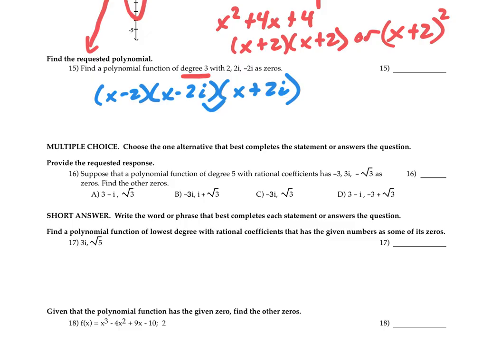When you do all your FOILing, when you do all your multiplying, you'll end up with a polynomial that's cubic. It'll be x cubed. It'll be a cubic polynomial that has a degree of 3. And it won't have any i's in it. It'll just be a normal old polynomial. If it has i's in it, you've done something wrong.